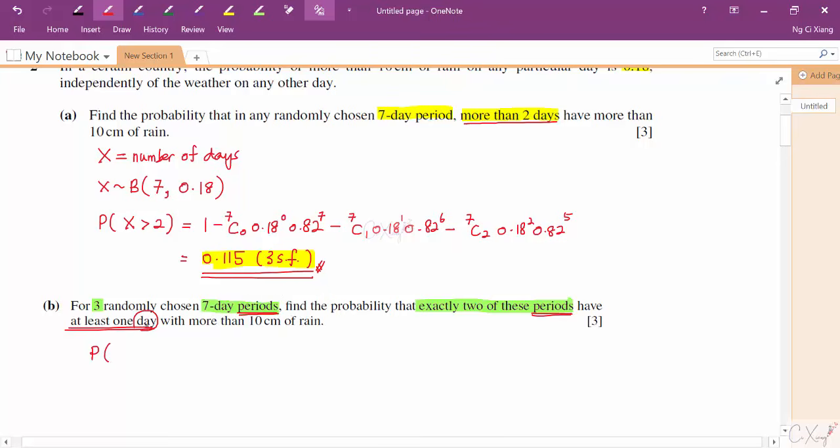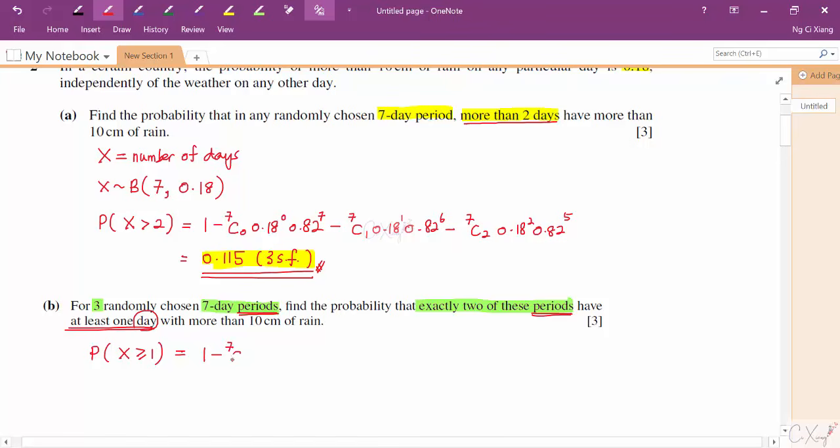So first, when we are talking about the number of days, it is still about the x. So for the binomial distribution just now, we are having this 7 and 0.18. At least 1 day means that x greater equals to 1. So I want to get this probability. I will take 1 minus x equals to 0.